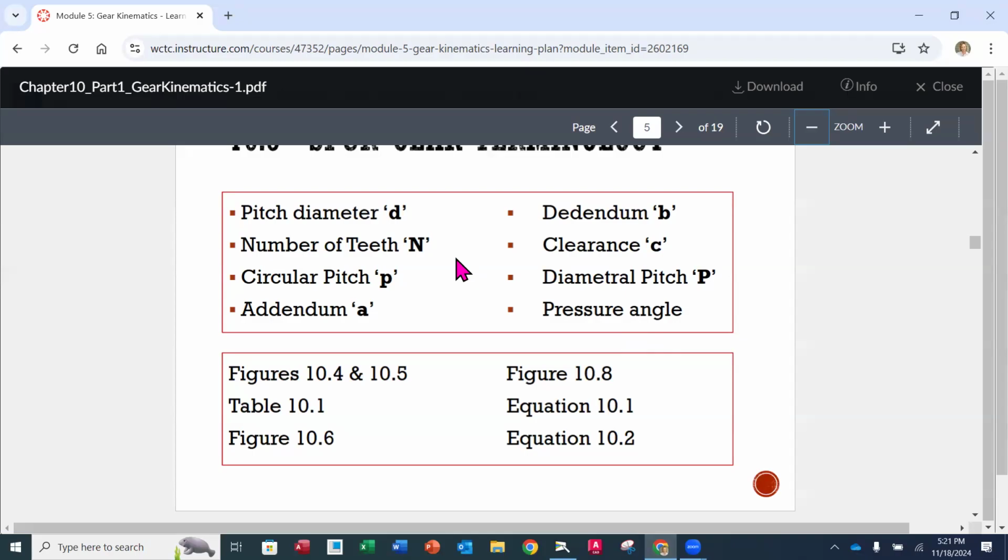Okay, let me go back over here. So we did pitch diameter. We did circular pitch, addendum, dedendum. We talked about clearance. And we've got a couple more. So number of teeth. I think it's self-explanatory. Capital N is going to be the variable for that. And that is simply counting how many teeth are on a gear. That's the number of teeth. Diametral pitch is the next subject that we're going to talk about.